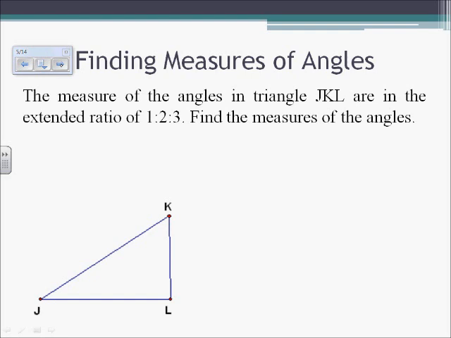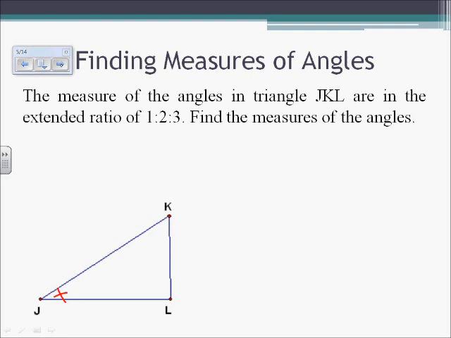Next question. Finding the measures of angles. The measure of the angles in the triangle JKL are in an extended ratio of 1 to 2 to 3. Find the measures of the angles. So in that order, whatever J is, whatever K is, whatever L is, it's in a 1 to 2 to 3 ratio. So whatever J is, we'll call it x. We don't know what it is.